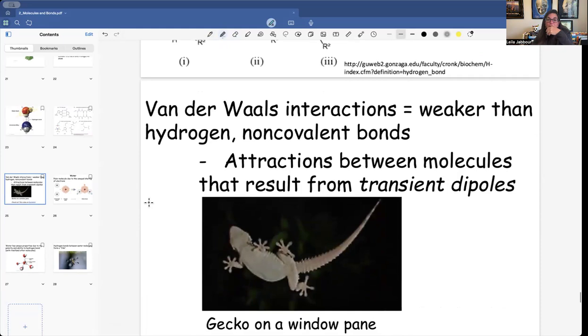Another example of bonds, but we don't really talk about this too much, are the van der Waals interactions. They're weaker than hydrogen bonds. So they're non-covalent bonds. They just happen to be weaker, but just enough to actually allow certain animals to literally crawl up vertical surfaces.